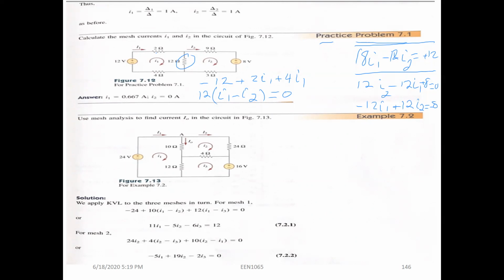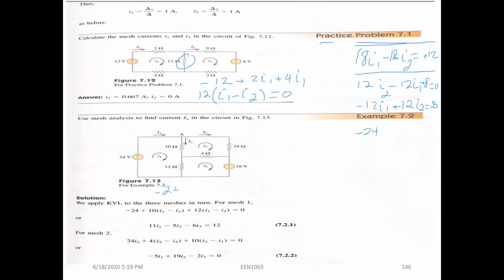Now for this one, this is an example of how to write down the three equations. I'm not asking you to solve the three-loop problem, because it's a little bit harder. I'm just going to show you how to find the three mesh equations. So let's start with the first one. It will be minus 24.